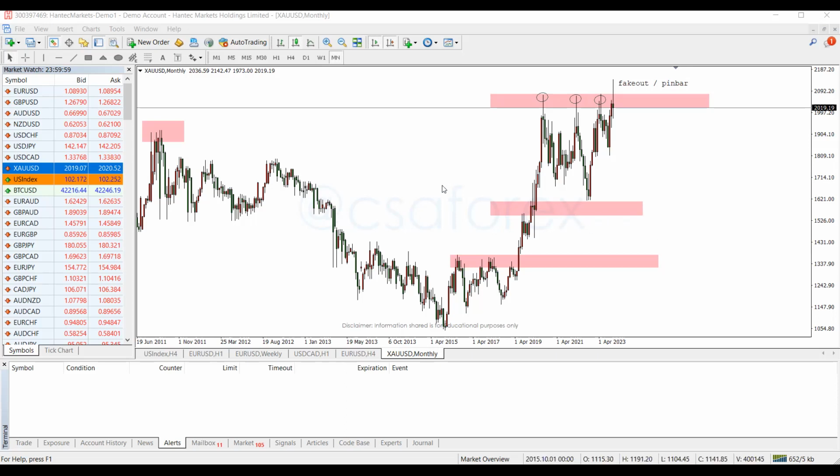And today we're going to be looking at the precious metal gold. Yes, we're going to be talking about gold from the higher time frame all the way down to about the 30 minutes time frame. So we're going to be doing a multi-time frame analysis approach.